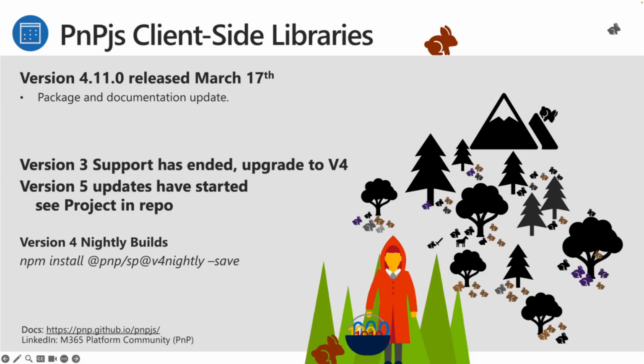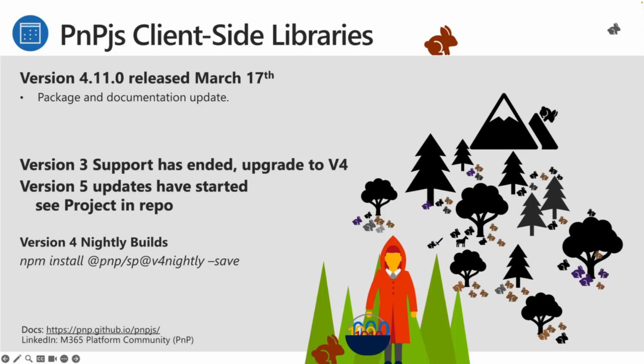I don't have much to report other than we did release version 4.11 on March 17th, but it was just package and documentation updates. There were no bug fixes that we needed to do, and no enhancements because we're working on version 5. So version 5 updates have started. There is a project tab in our PnP.js repo, and you can check that out to see what is on the docket for version 5. Give us feedback if you have things you'd like to contribute yourself, or you have ideas, or you just have questions. You can submit an issue, and we will respond to that.